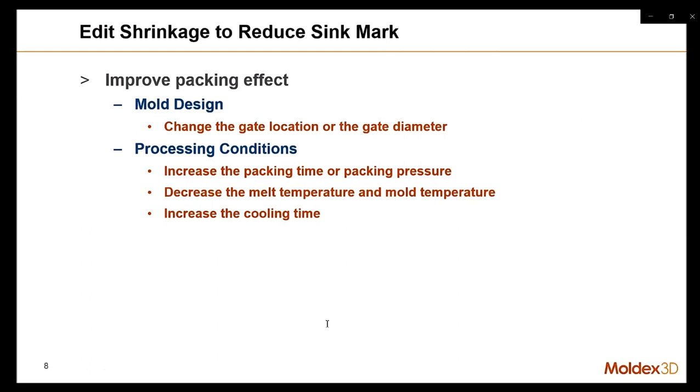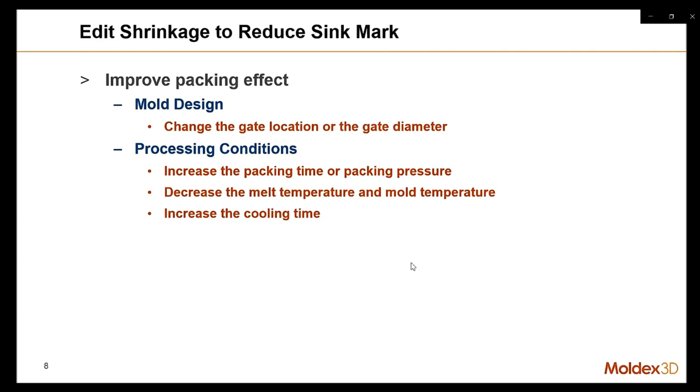For example, if we set a gate location in an area with thicker thickness on our part, we can get a better shrinkage result, better packing result. Or we can also just edit the dimension of our gauge.